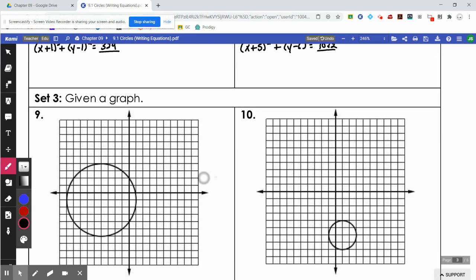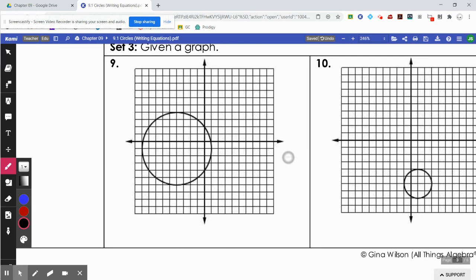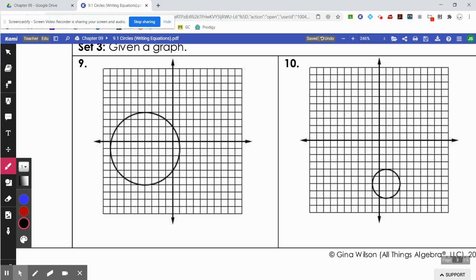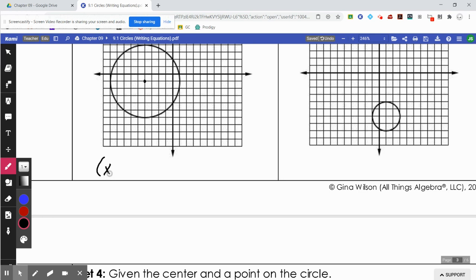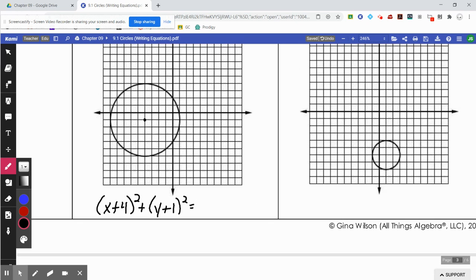Let's see, they said given a graph, we're looking for an equation now. First thing we need is our center. So let's find our center, which I believe is located right here. That center's been shifted left 1, 2, 3, 4, and down 1. So shift left 4, that would be x plus 4. Down 1 will be y plus 1 equals. Now we need a radius. So just count. Here's the center. That's going to be 1, 2, 3, 4, 5 is your radius. So equals r squared there.